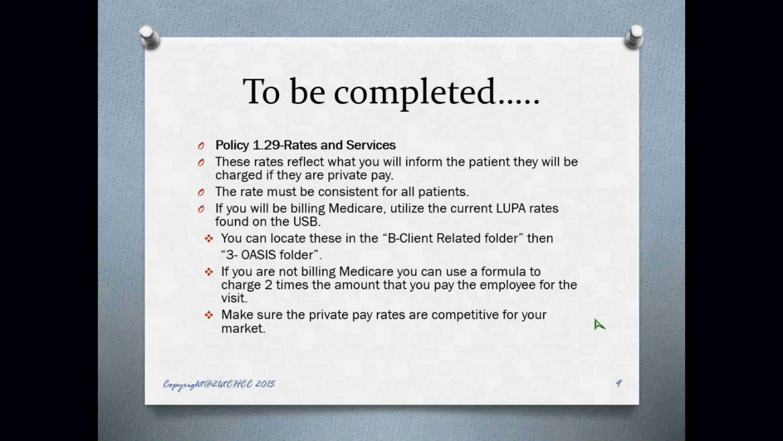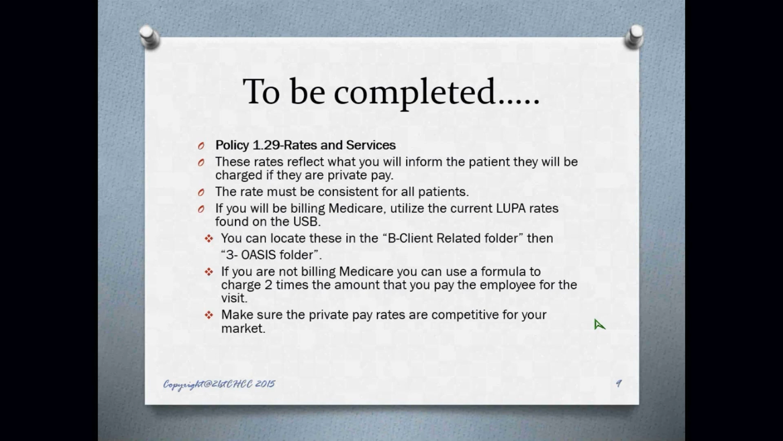Policy 1.29, again, we're still in the administrative policies. You have a policy where you're going to need to list what you would charge for private pay services. Nursing, therapy, home health aide, social worker, speech, whatever. And the rate for that private pay has to be consistent for all your patients.